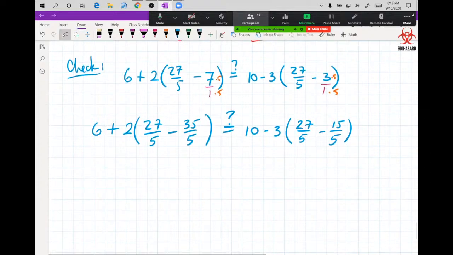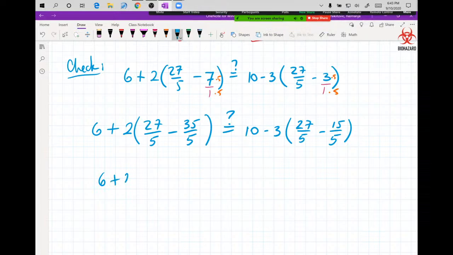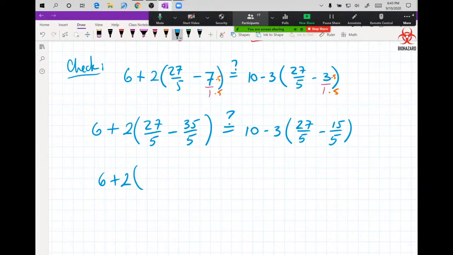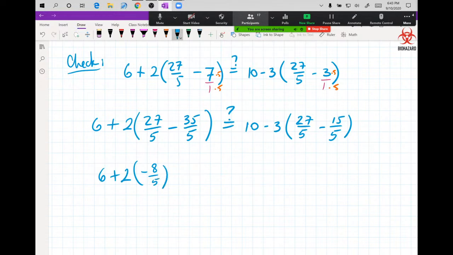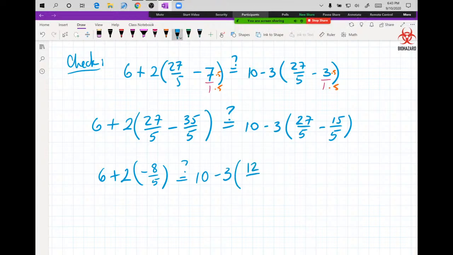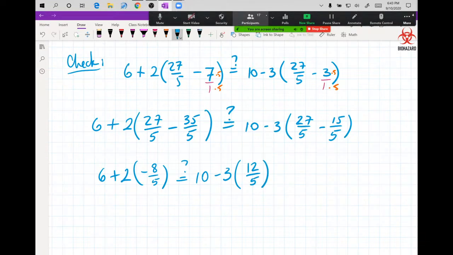inside parentheses first. So I have my 6 plus 2, and now 27 minus 35 is going to be negative 8 over 5. And on the other side, we have 10 minus 3 times 27 minus 15 is 12 over 5. I don't need these parentheses around fractions because it's 2 times and 3 times, but that's okay, we can leave them.